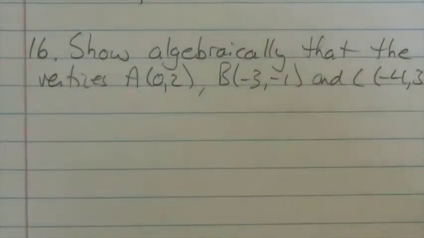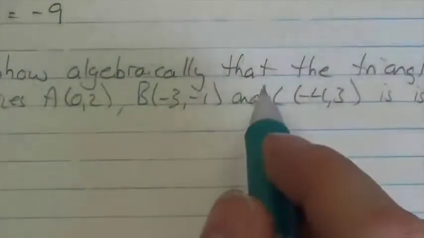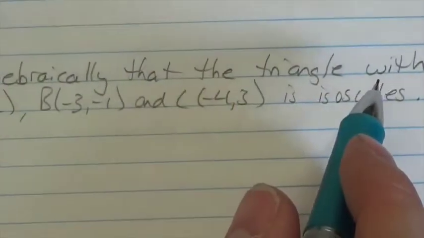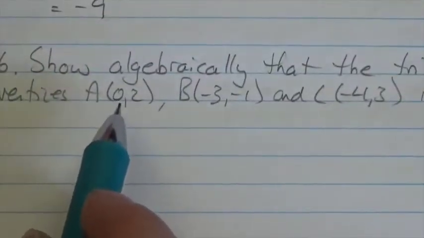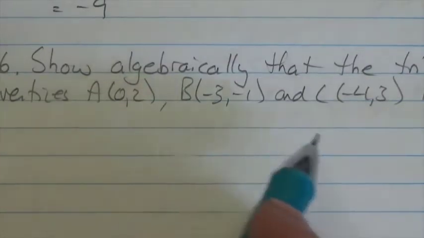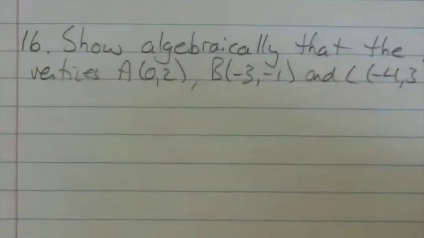Now we'll review the distance formula. All right, in this question here, we're being asked to show algebraically that the triangle with the following vertices, A is (0, 2), B is (-3, -1), C is (-4, 3), is isosceles.